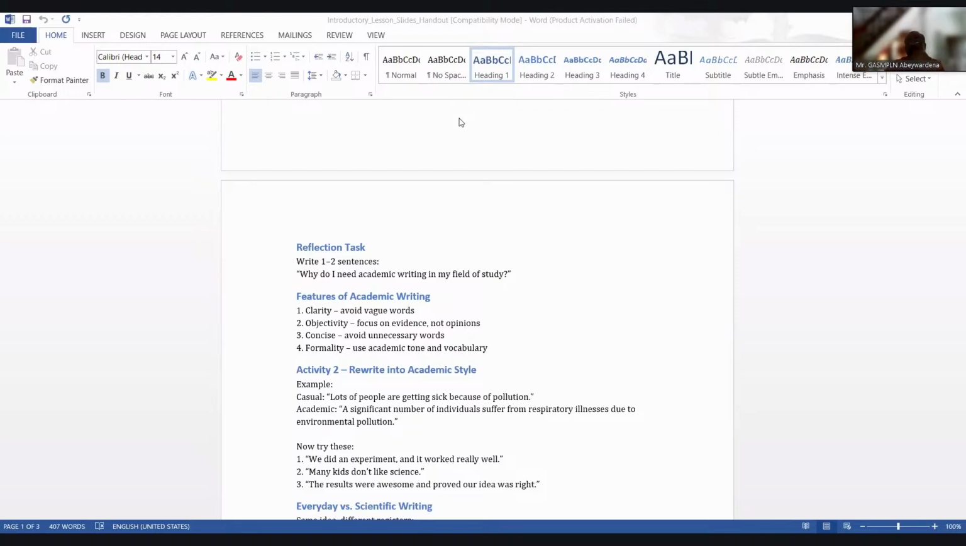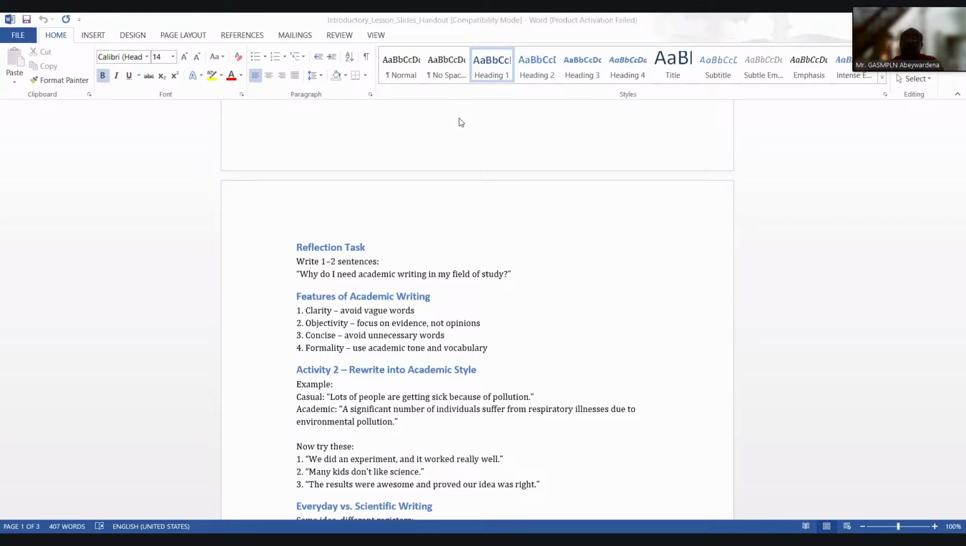Good. But you can improve this. Remember, in academic writing, we do not use need. We do not write first person, I sentences. I sentences are not used. And need, what is the academic word for need? Need is casual. Necessary. Better word. Require.